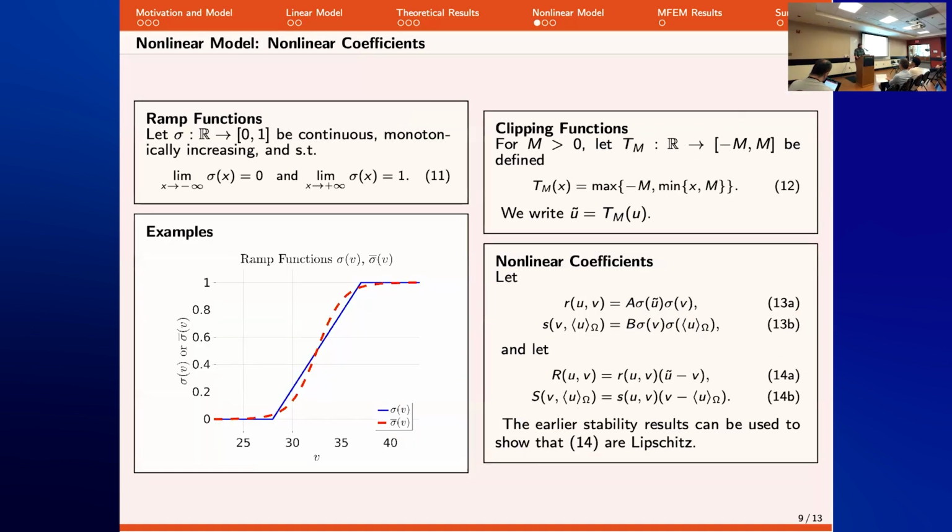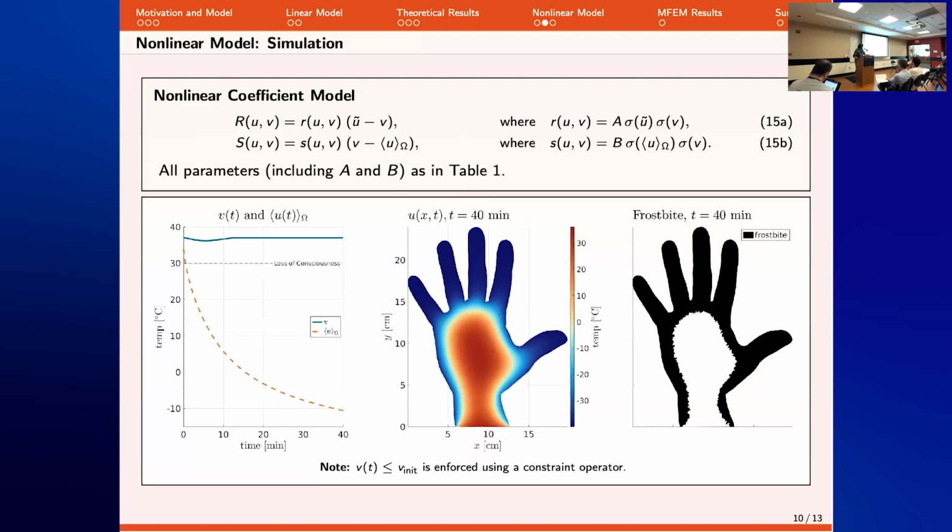But the way that we're going to make this into a more realistic nonlinear model is using these ramp functions. This is basically a tool for us to be able to turn blood flow on 100% or off 0% as a function, in this case, of the body core temperature. We have a similar sort of switch function that's going to be used for the tissue temperature in the extremity. And we're going to assemble these into nonlinear coefficients right here.